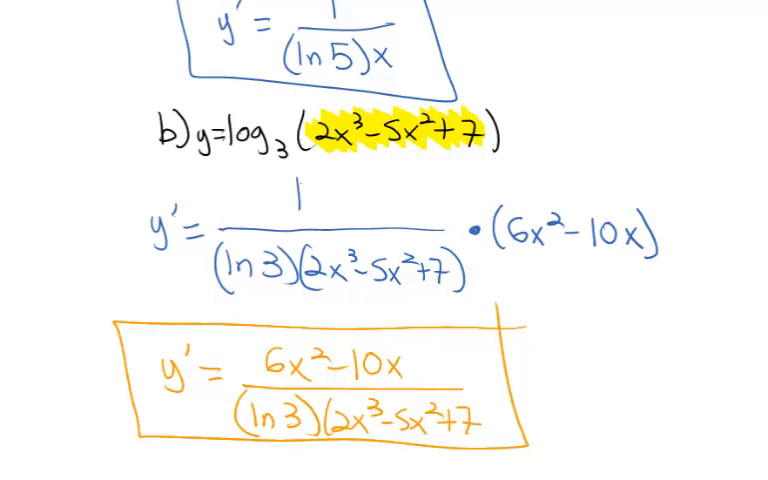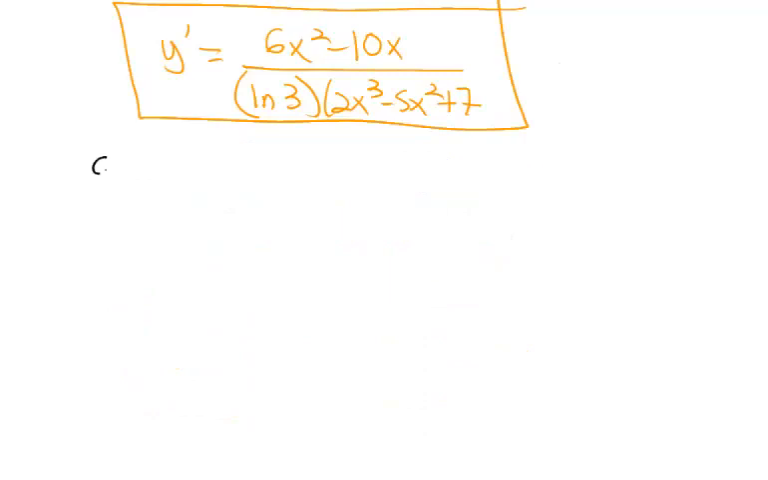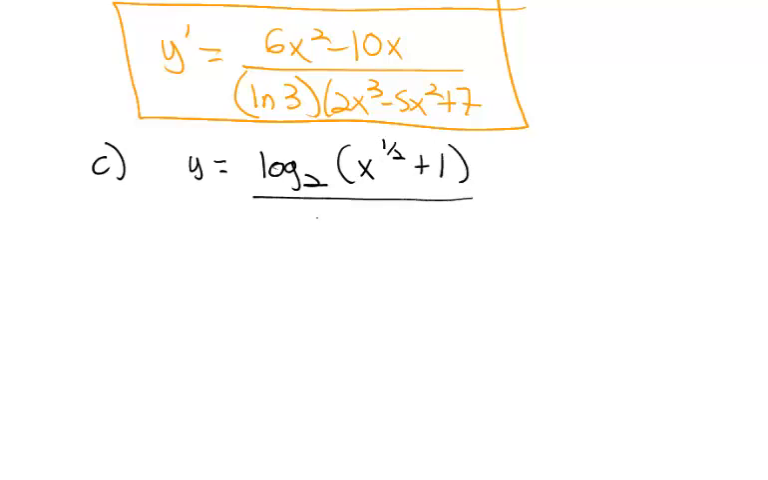And we've got our solution. One more derivative. Let's do y equals log base 2 of (x^(1/2) + 1) all over (x - 2). We could make this into a product, or we could do this as a quotient. It's about the same either way. Let's do it as a quotient rule.